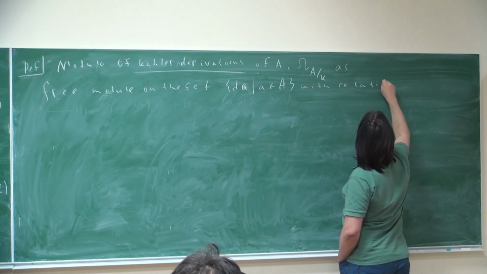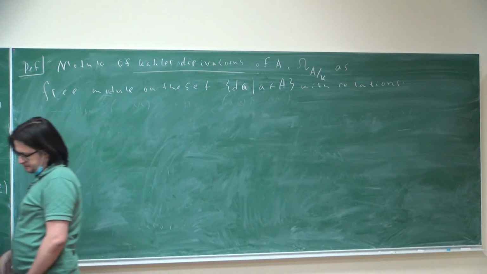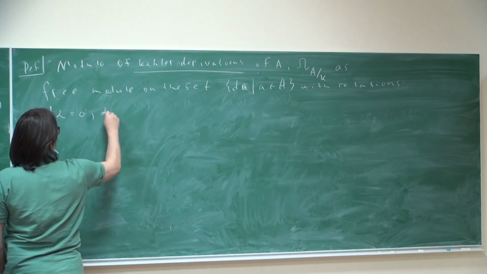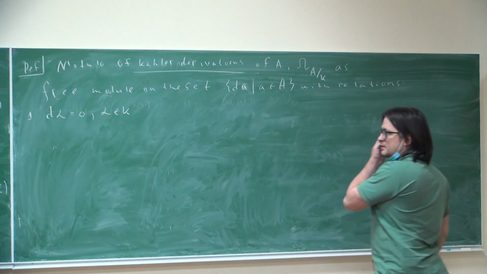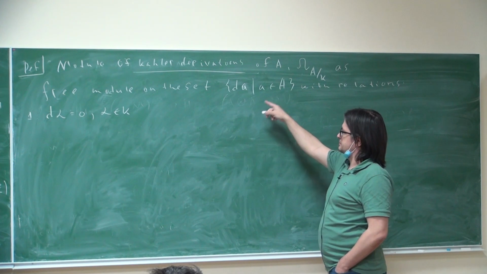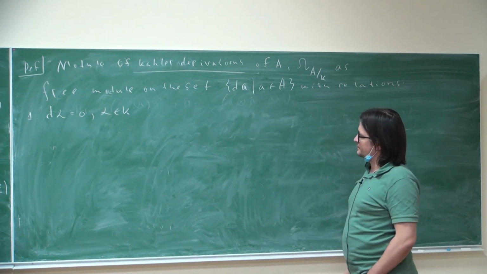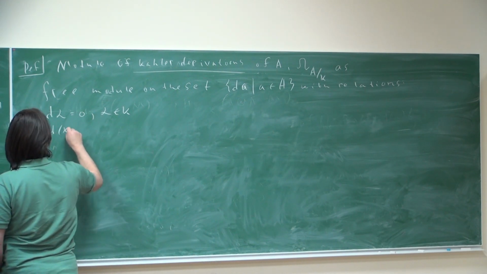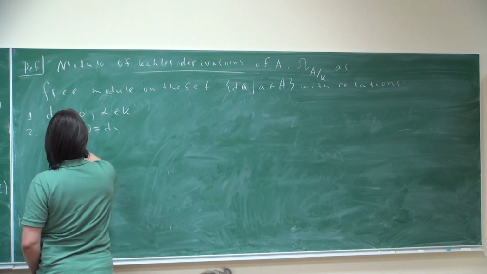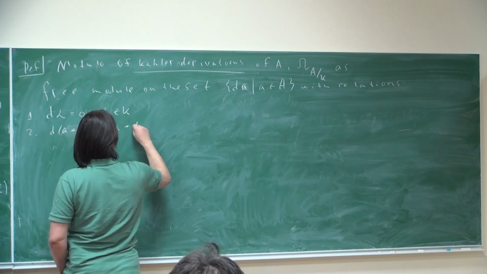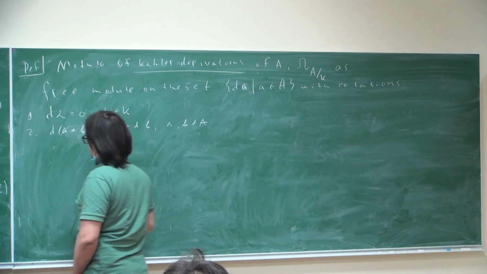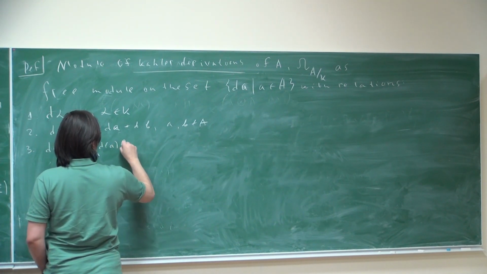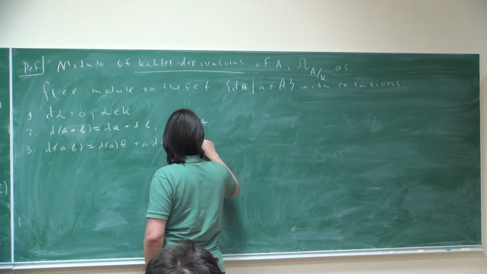Relations. First relation is that d alpha is zero for alpha from k. You remember that k-algebra means that there is a map from k to A, and alpha in k means alpha in the image of this map. Second, d of a plus b is equal to da plus db for all a, b from A. And third one is d of ab is equal to a d of b plus b d of a for a, b in A.